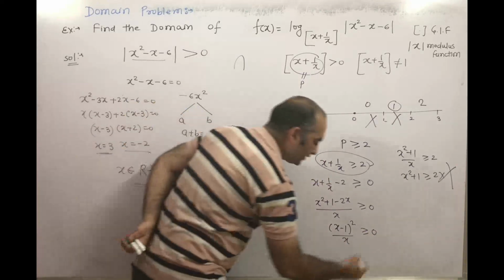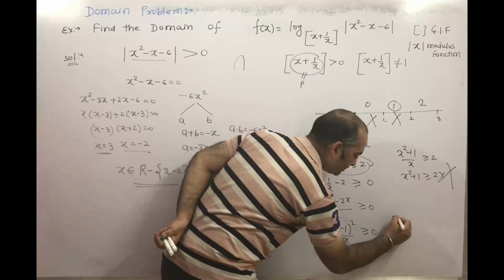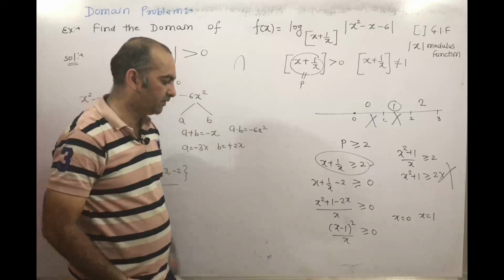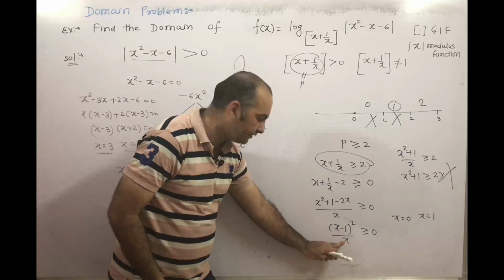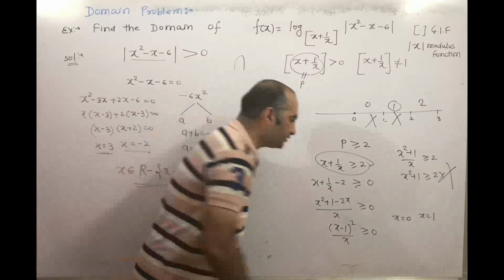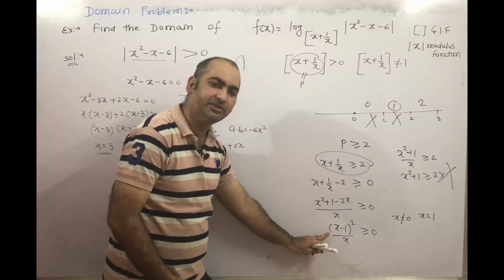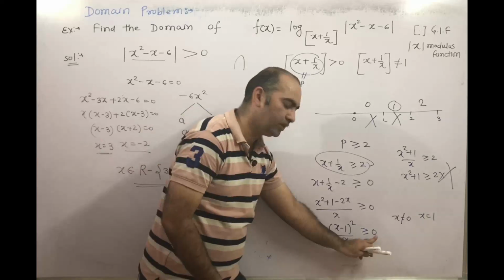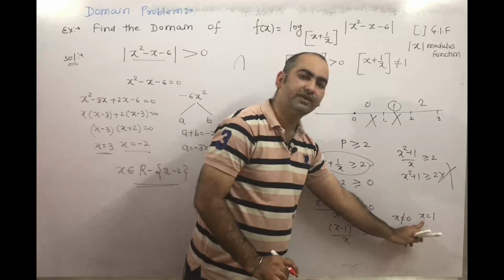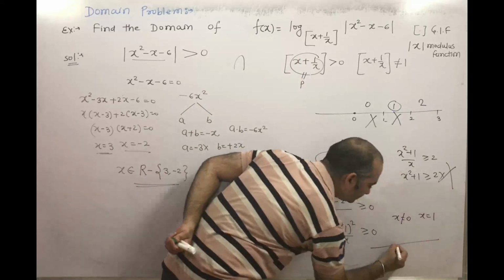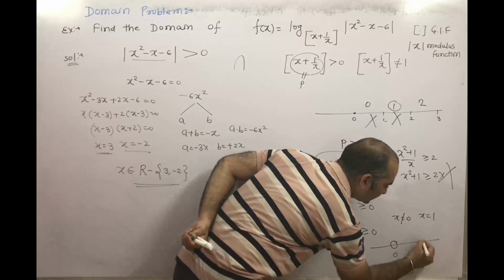So here we will find out critical points. So what will come? X equal to 0 and x equal to 1. See, x equal to 0, if it is put, so denominator will be 0, so x should not be 0. And x equal to 1 is possible because numerator will become 0, so this will come equal to 0. And we want equal to 0, so x equal to 1 is possible and x should not be 0. Now we will draw number line. 0 is not included and 1 is included.